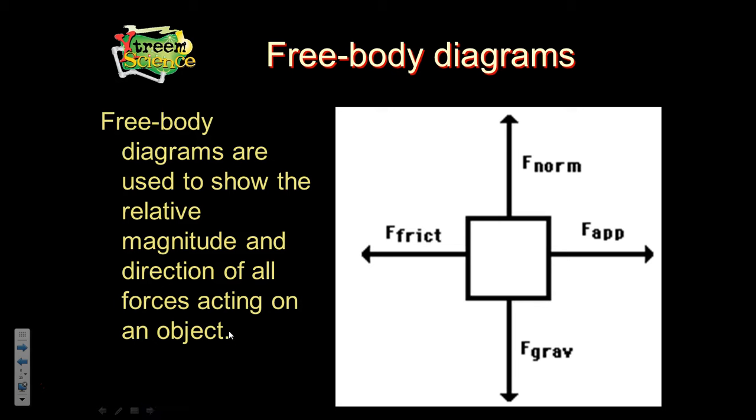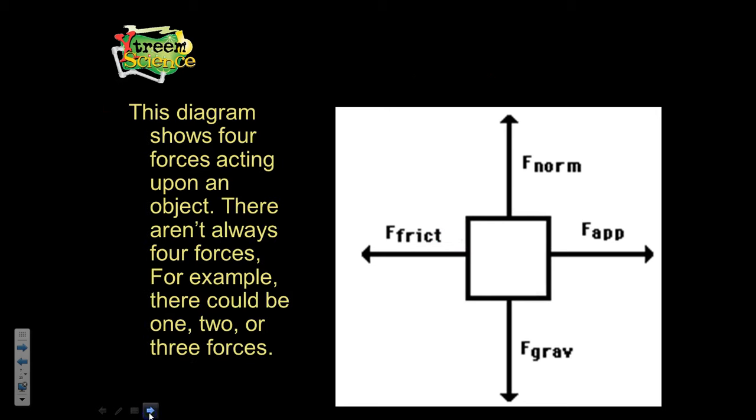Okay, so this is a free body diagram. These are used to show the relative magnitude, which is size, and direction of all the forces acting on an object. So these arrows here, those are the forces. The object itself is represented with a square, this box right here. Now, this one right here shows 4 arrows. 1, 2, 3, 4. Each of those is a force acting on it. Now, every single free body diagram isn't going to have all 4. Okay, some could have 3, 2, it just depends on how complicated the scenario is.